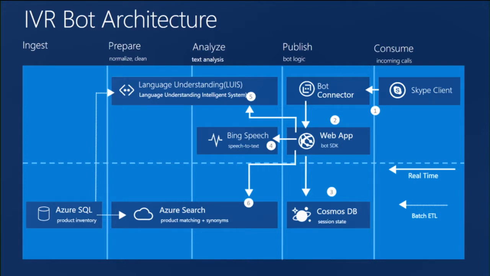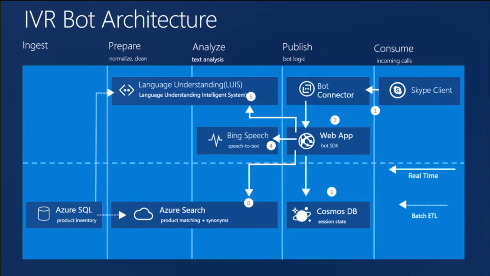So the first thing that the web app does, it goes and creates a session and stores it into Cosmos DB. And then it takes the audio, sends it to Bing Speech API, gets the text out of the audio. Using that text, it sends it to the LUIS system, which is Language Understanding Intelligence System, to derive intent and entities. So is the consumer trying to buy something?